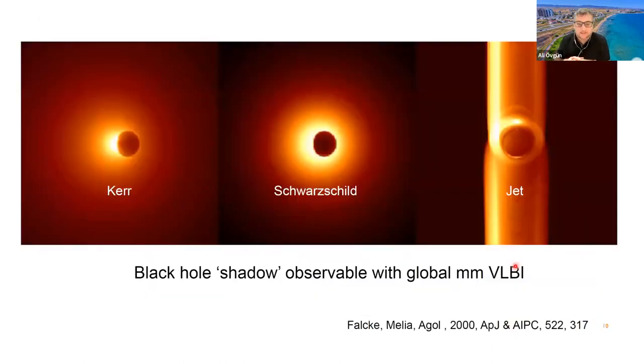After that, this picture, as you see, was done in the 2000s as a prediction of the black hole image, suggesting that it should be possible to observe a black hole using a global network of telescopes at millimeter waves, by Falcke and Melia.